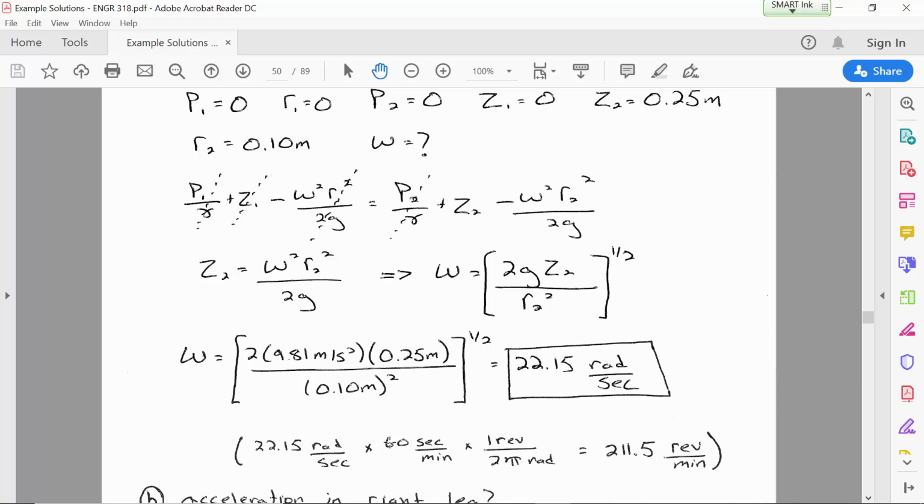Any questions about our first exposure to the equation? We can do examples where the pressure is unknown. We can do examples where the elevation is unknown. And like this, where the rate of rotation is not known.